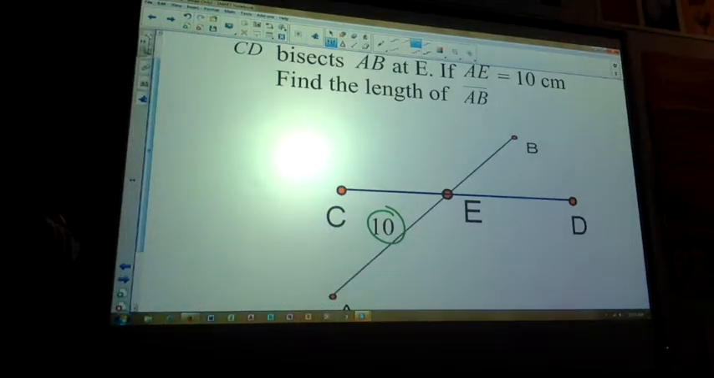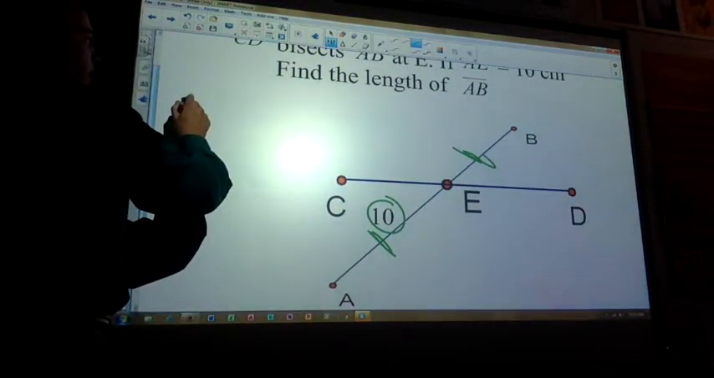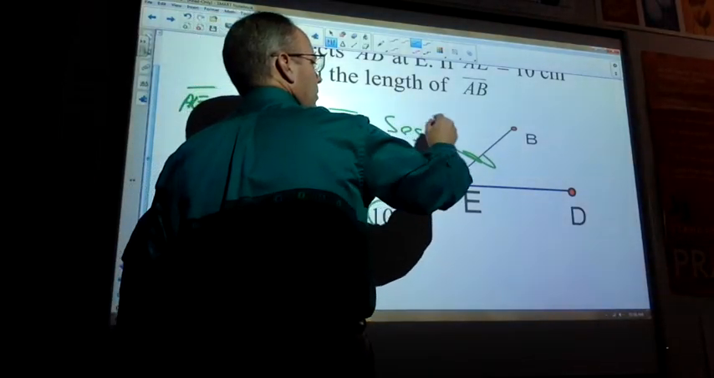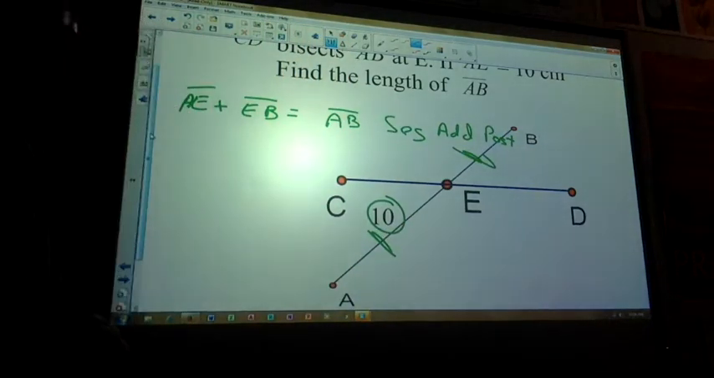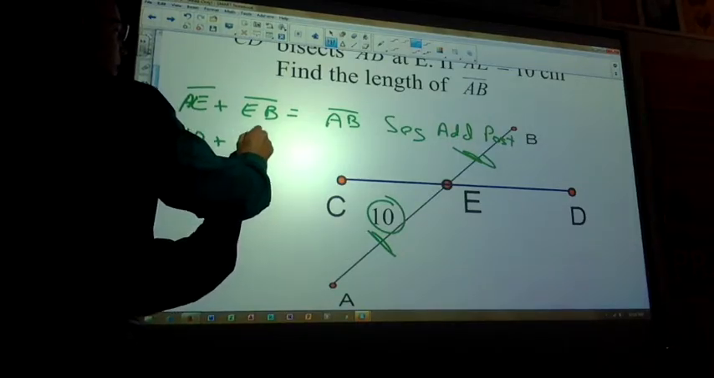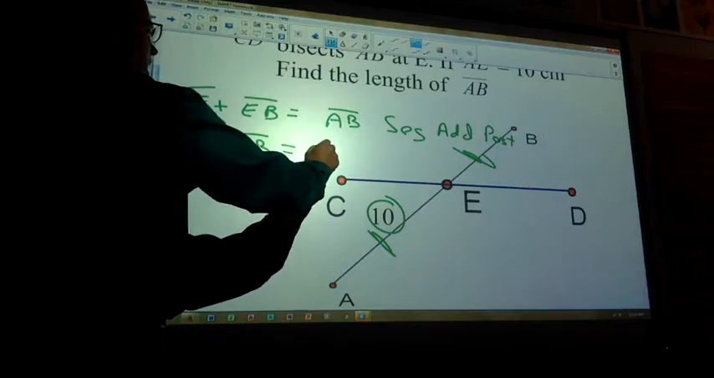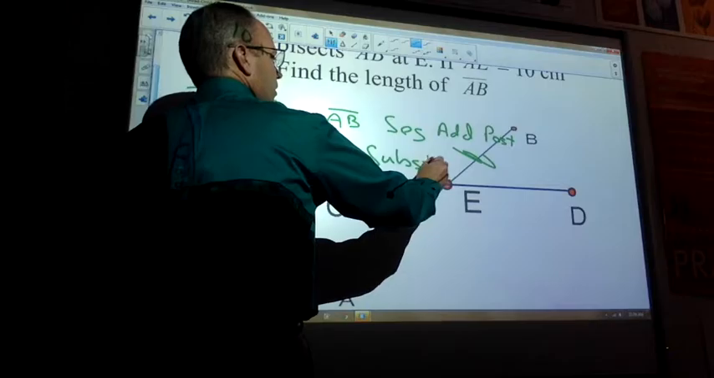So it tells us that CD, let's move that down a smidge, says CD bisects AB at point E. So this line right here bisects AB. If they tell us that AE is 10 centimeters, which we have labeled, find the length of AB.